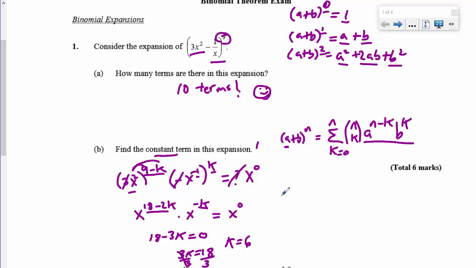So what I'm going to do is use this whole part right here and figure out what my term is. So I have n choose k. My n value is 9 and my k value is 6. And then a again is 3x squared, raised to the power of 9 minus 6, which is 3. And then our b value, which is negative x to the power of negative 1, is raised to the power of k, which is 6.